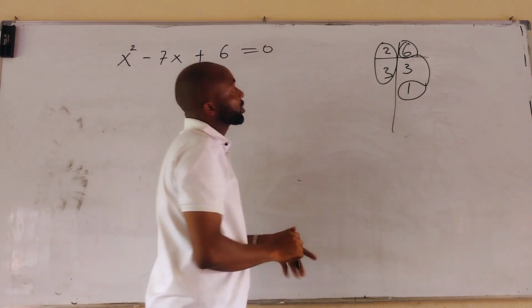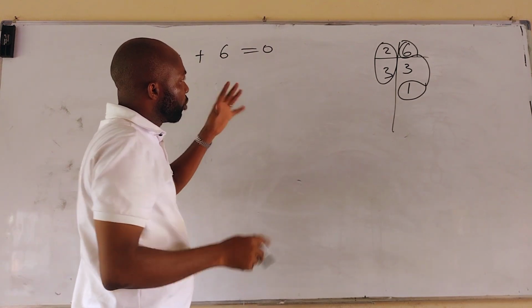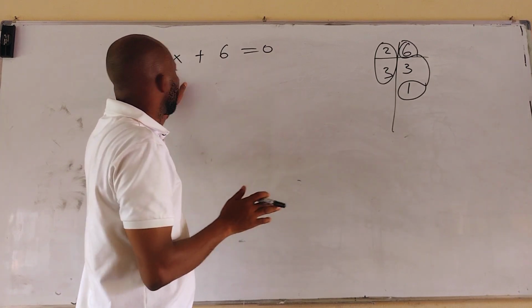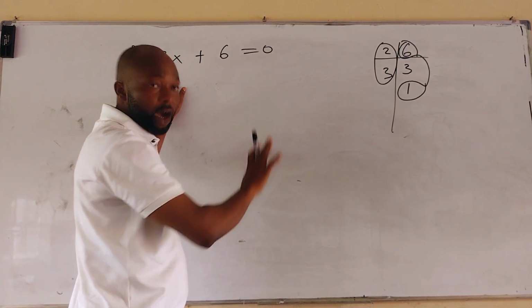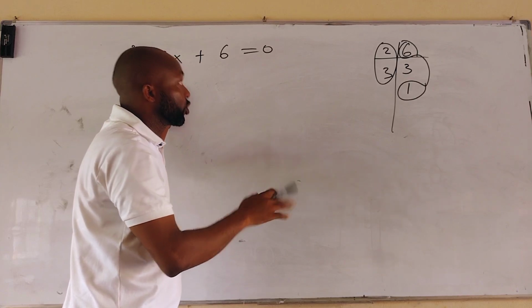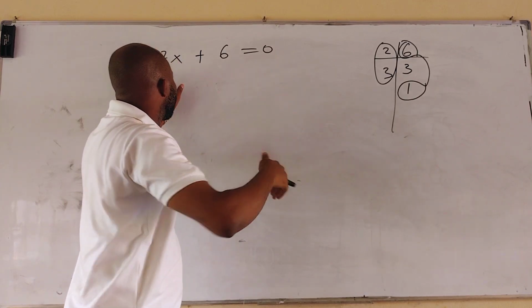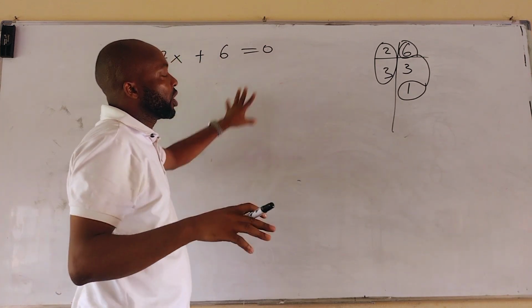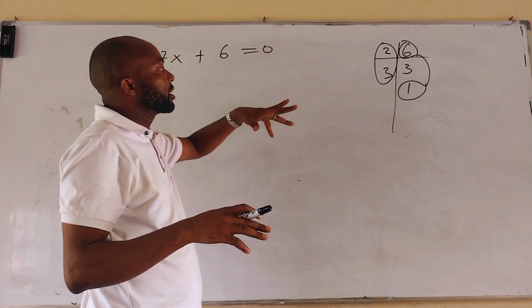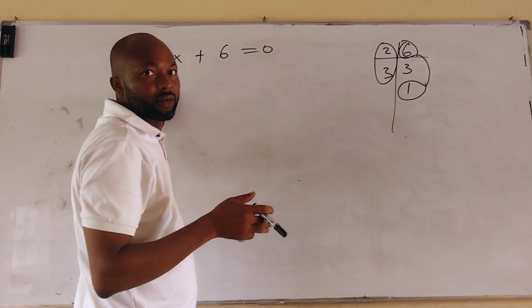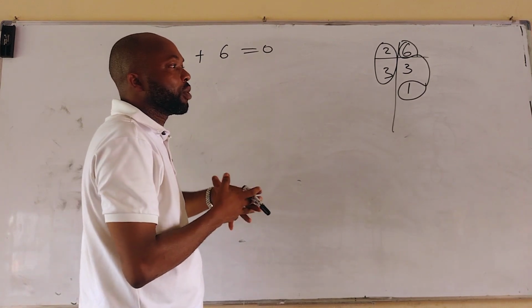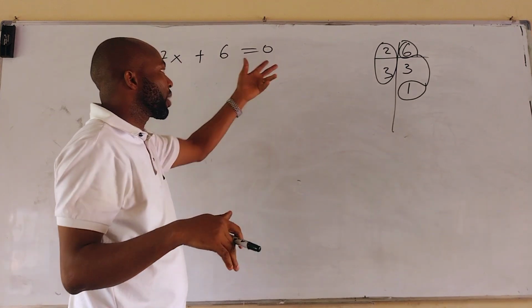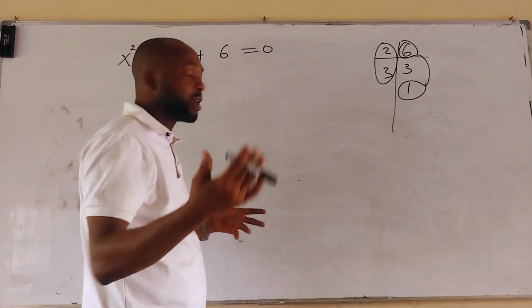Now, from those factors of 6, 2 and 3, when we add them, we get 5. So there is no way 2 and 3 can be added to give us minus 7. So we strike that out, because it is nowhere close. Although when we multiply 2 times 3, we get 6, when we add, we can't get it. We look at 6 and 1. 6 plus 1 is 7, so there is a tendency whereby we can add 6 and 1 appropriately to get minus 7. And when we multiply 6 times 1, we still have 6, which is what we're looking for.